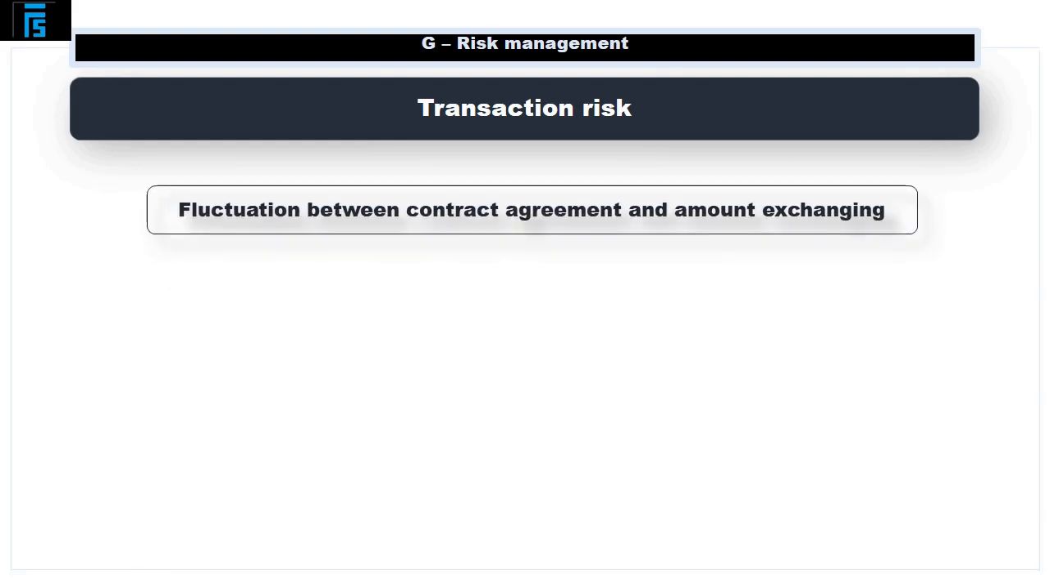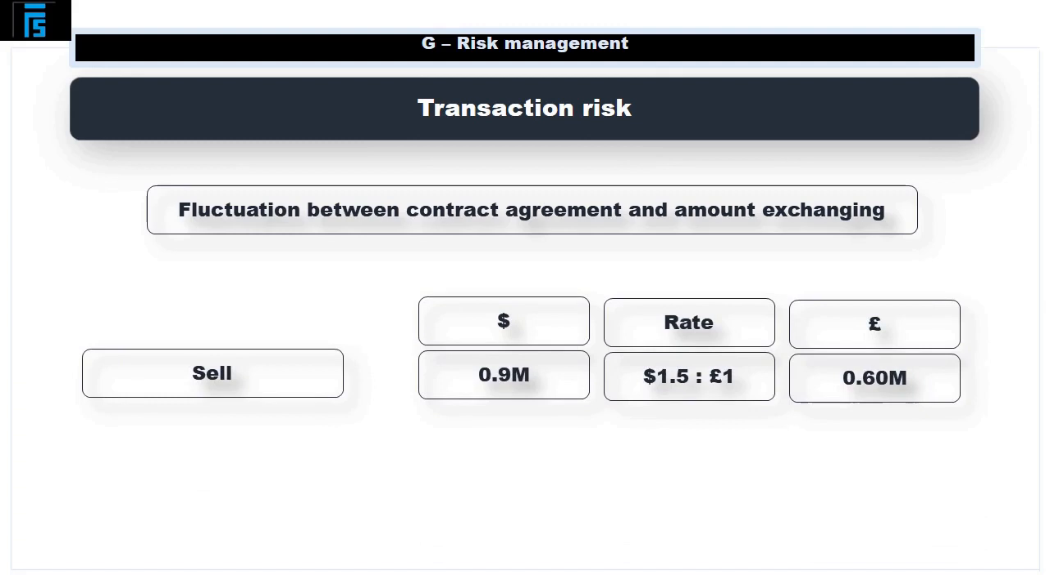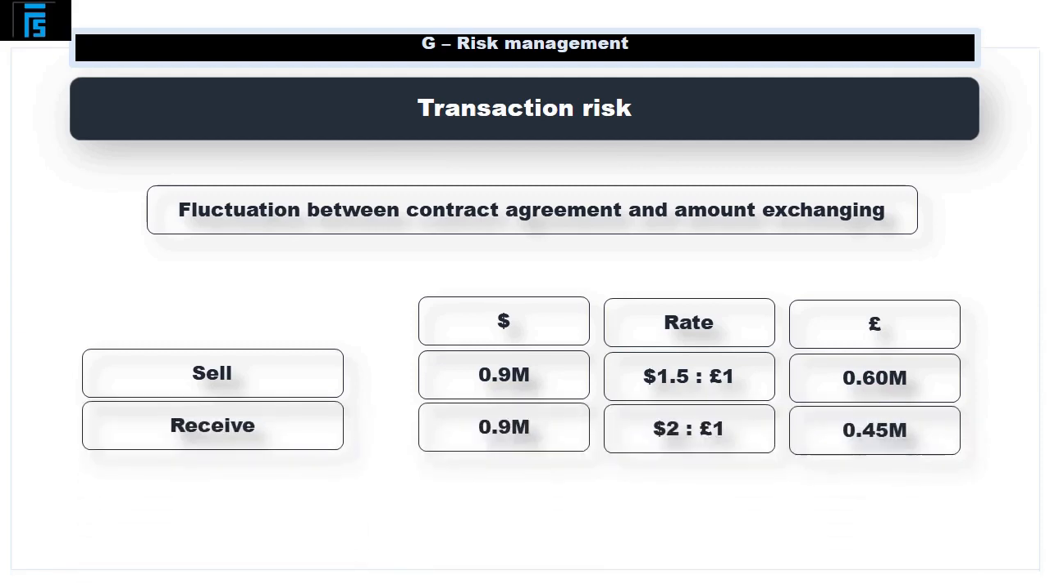Transaction risk is the risk that the value of a transaction denominated in a foreign currency will change due to exchange rate movements between the contract being agreed and monies being transferred. For example, a UK company entered into a contract to sell goods for $900,000 when the exchange rate was $1.5 to the pound, i.e. the equivalent of £600,000.